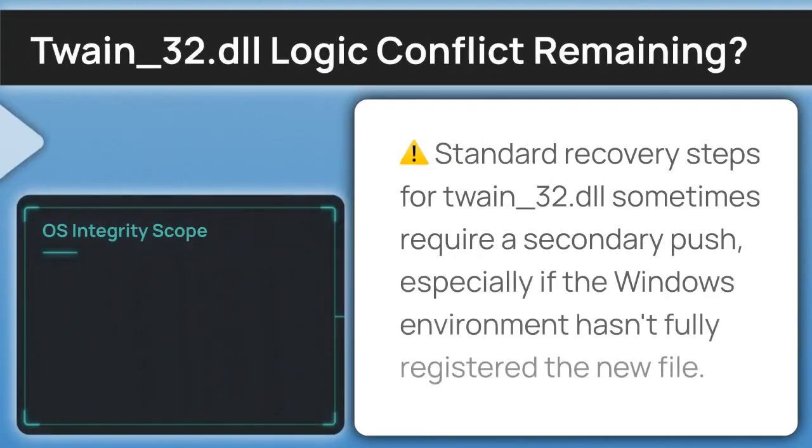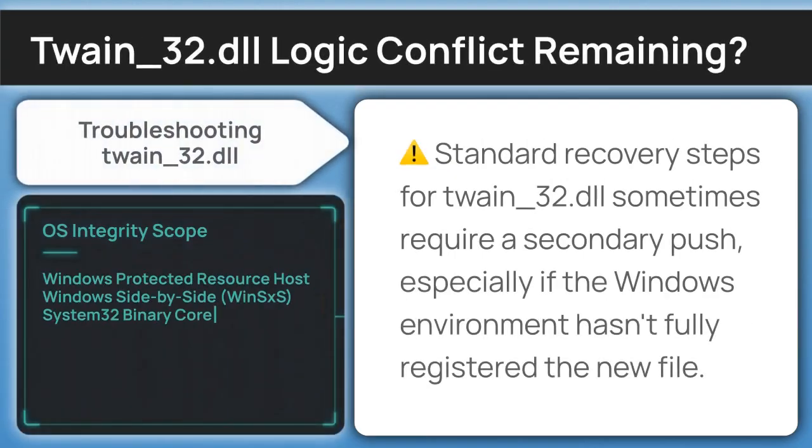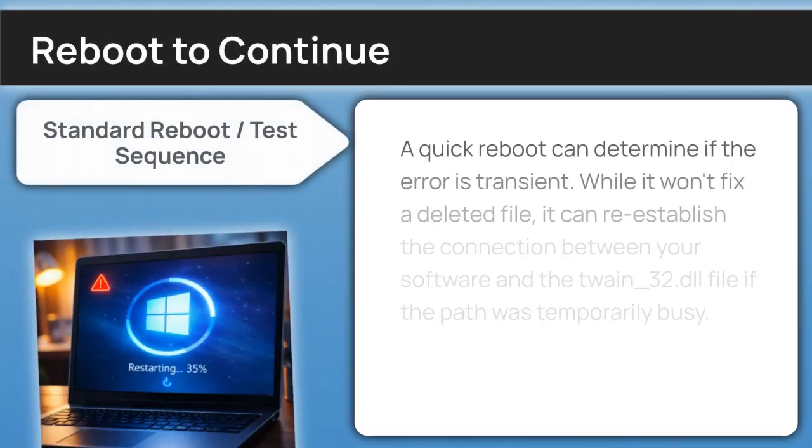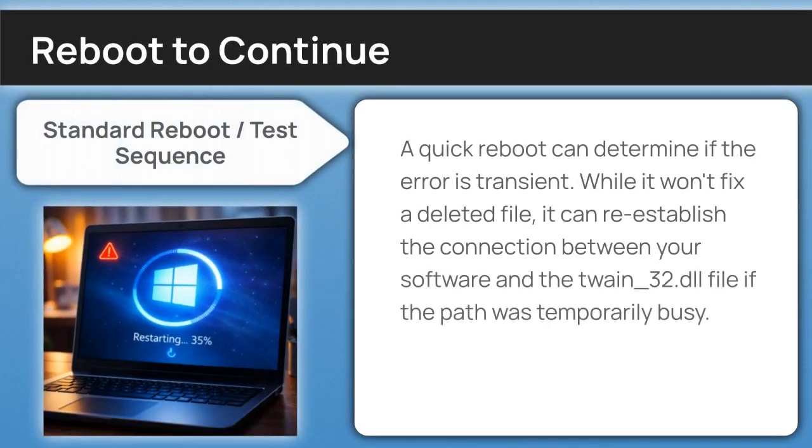When a standard software refresh isn't enough, we need to bypass the automated installers and look at manual system state resets. A full system restart ensures that no background processes are currently locking the Twain 32 file. A fresh boot allows Windows to reinitialize its library map from a clean state.